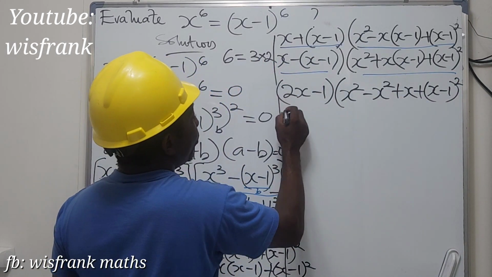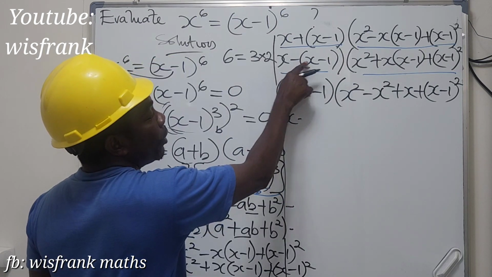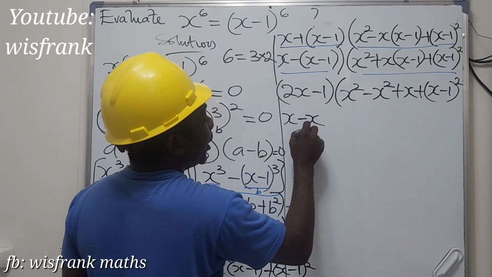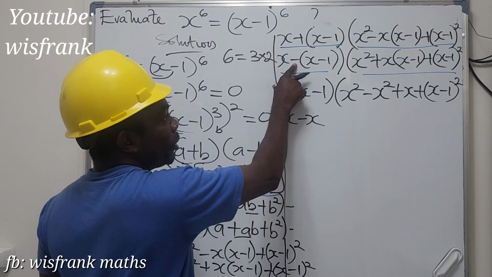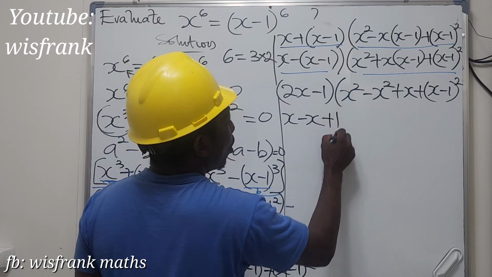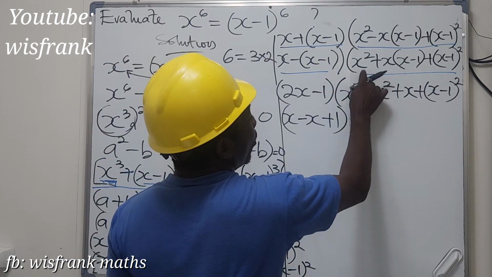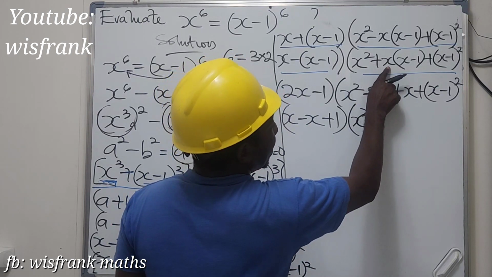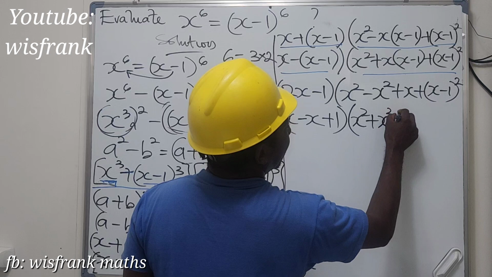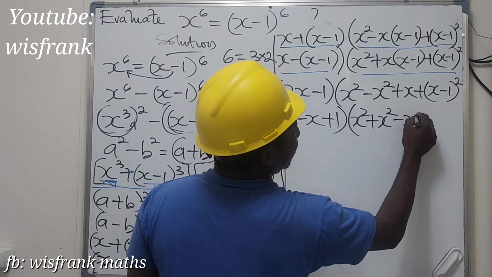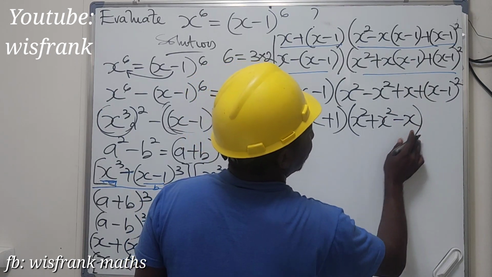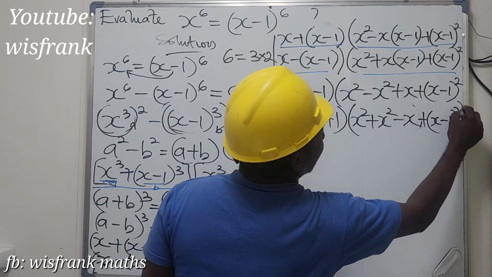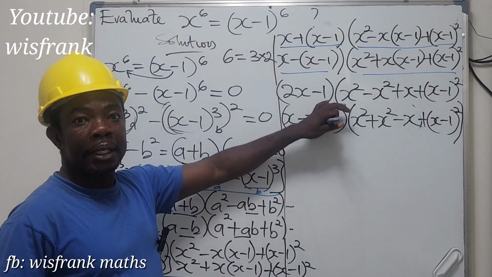Then here, the third one, we have this is x. The negative sign will go into the parentheses. We have x, minus times x is minus x. Then minus times minus 1 will give us plus 1. Okay, this is for the third one. Fourth one is, we have x squared for here. Then we have x times x, we have plus x squared. Then x times minus 1, we have minus x. Then we have plus x minus 1 all squared.